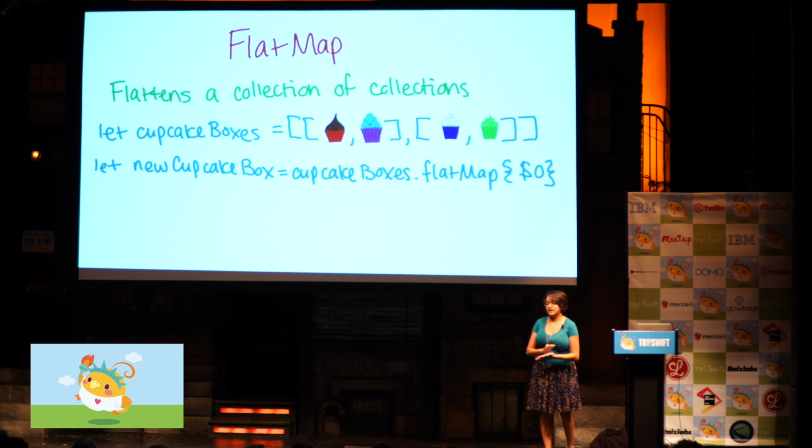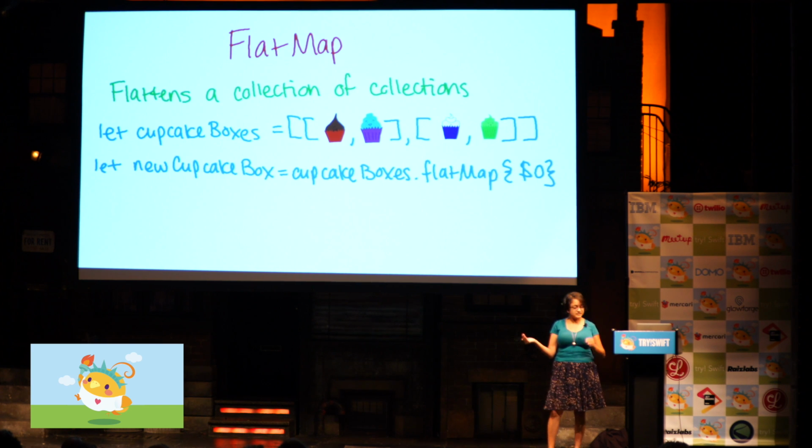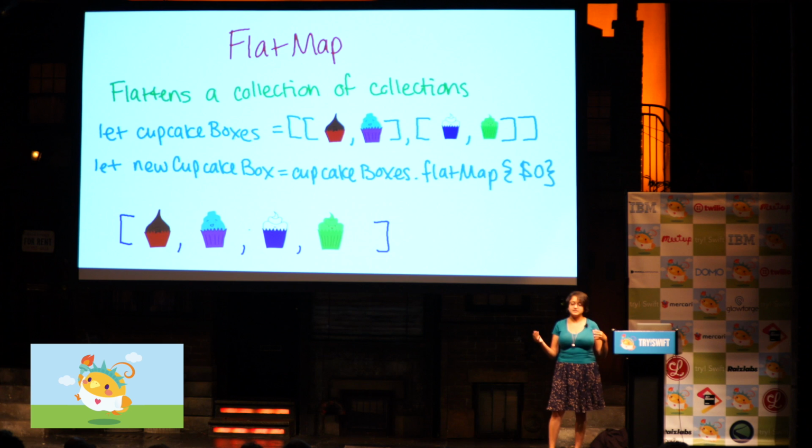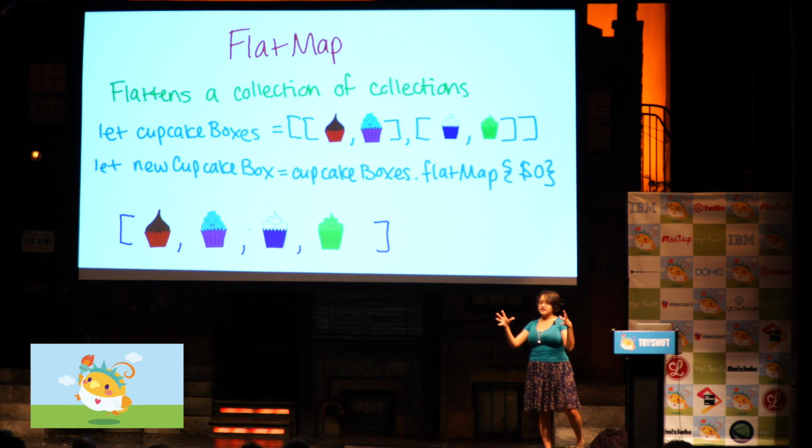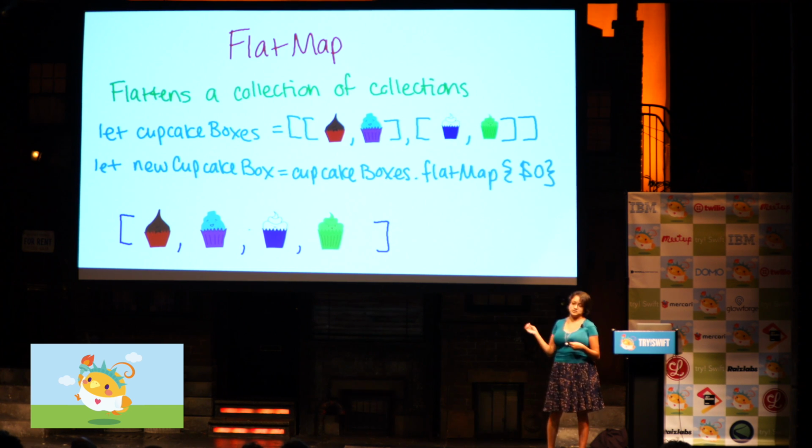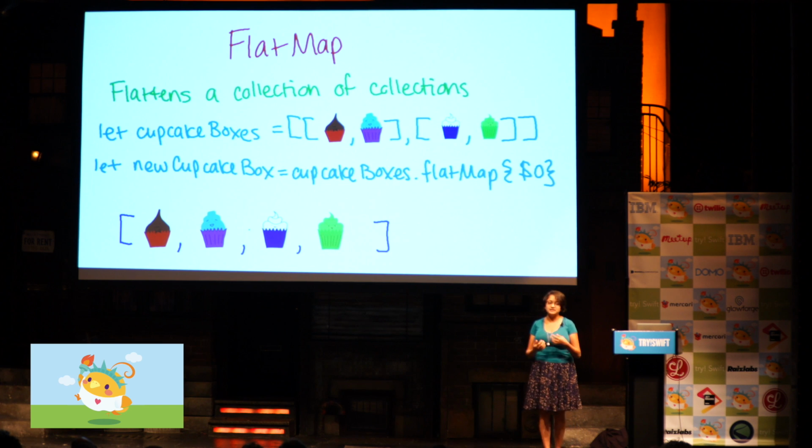Okay, so if I had 2 cupcake boxes, so an array that had 2 arrays on the inside of it, and I flat map this, what ends up happening is that it takes all of the cupcakes out of the arrays and returns back one array. So it takes one dimension of the arrays out and combines it into one array, which is pretty cool. Anytime you have nested arrays, it will take one layer of nesting out.